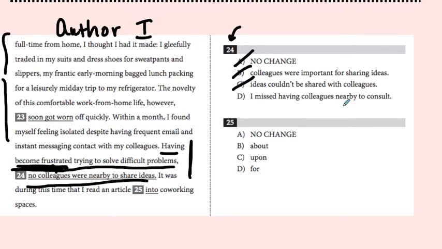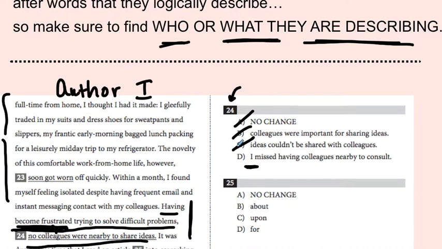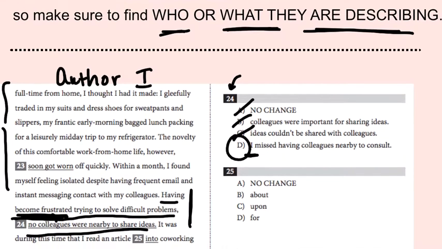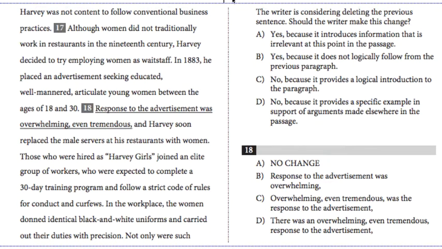D: "I missed having colleagues nearby to consult." By just adding the word I, it's telling me who became frustrated. So I know who or what the phrase is describing, and my answer would be D. It's a little challenging, but that's a dangling modifier. And I put that in clarity because in order to be more clear, you have to state who that descriptive phrase is describing. Okay, here's another one.